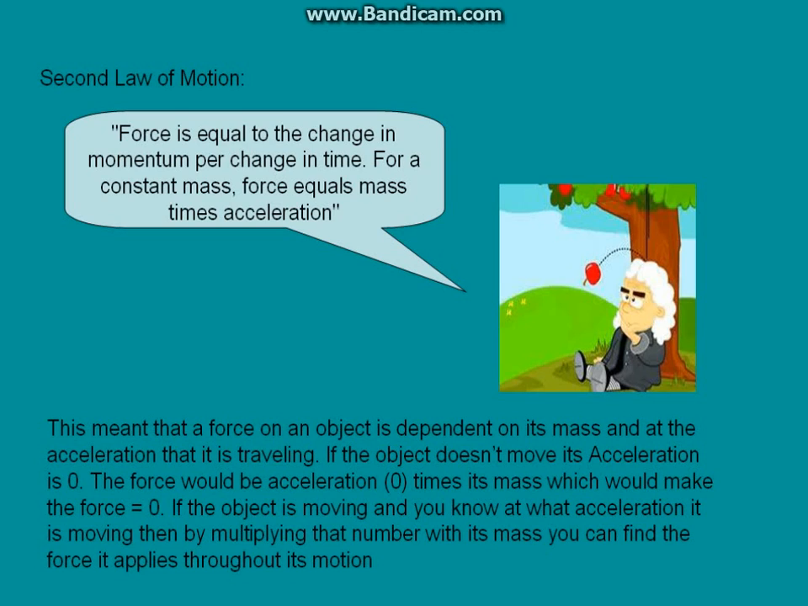The force would be acceleration times its mass, which would make the force equal 0. Now, if the object is moving, and you know at what acceleration it is moving, then by multiplying that number with its mass, you can find the force that applies through its path of motion.